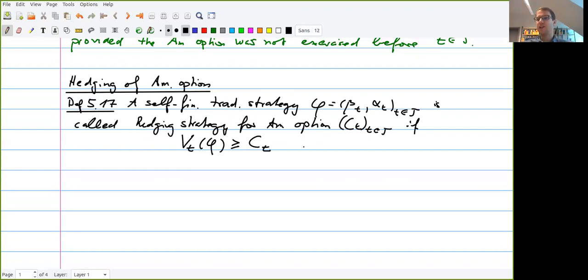And so this is the seller's perspective. So I sell the option and I have to match this obligation at time t. So C_t is the money I have to deliver if the buyer of the option exercises the American option at time t, and I want to ensure by trading in the market that I have at least this amount of money.